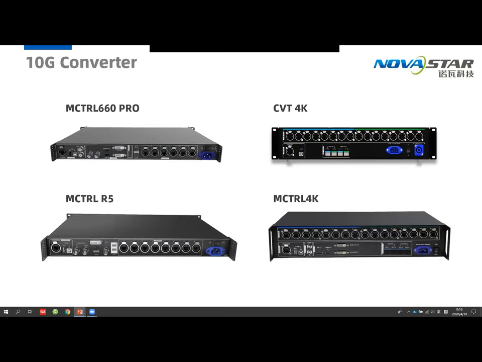For the M-Control 660 Pro R5, M-Control 4K, and the CVT 4K, the transmission speed is 10 gigabits, which means for each fiber output, we can handle a maximum of 8 Ethernet outputs. So that's the difference between the 1.25 gigabits and 10 gigabits.